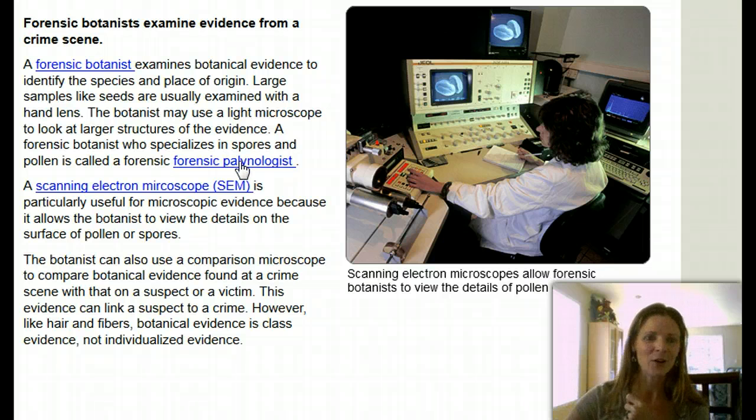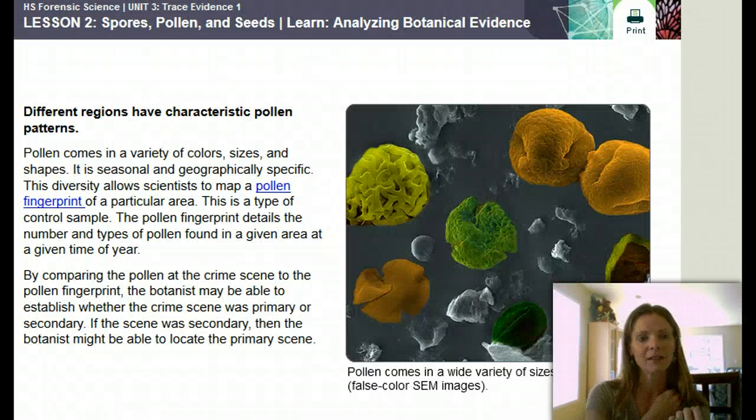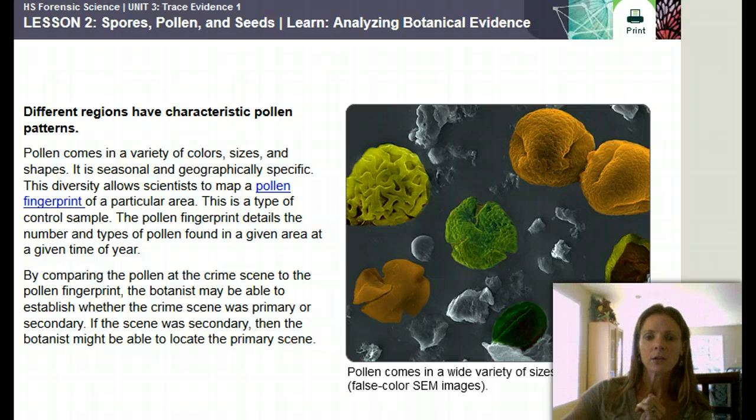Okay, so anyways, these scientists will use these SEMs, the scanning electron microscope, to really look at those pollen and those spores, to do some good analyzing to figure out where they came from. And again, like I said, different regions have different characteristic pollen patterns. So these are some scanning electron microscope images, which I think are pretty cool, of some of these different types of pollen and what they look like. You might only find this in one particular region, so you know that maybe that person came from there.